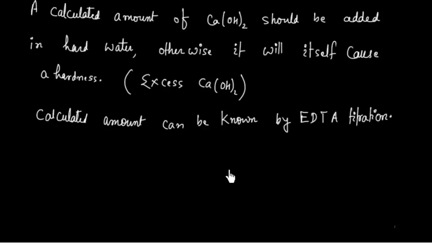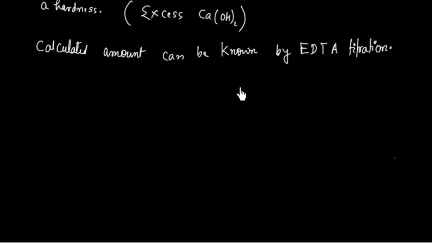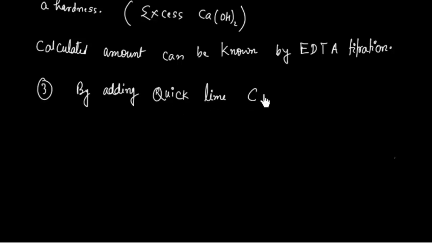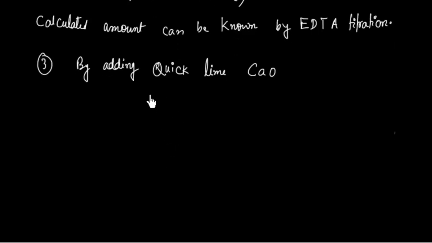Now we have discussed two methods. If water is hard, we can remove temporary hardness by boiling, or by adding calcium hydroxide. We can also add calcium oxide, CaO, that is called quicklime. If we add CaO, it can also remove the temporary hardness, because when we add CaO in water, it initially forms calcium hydroxide. So now it is the same as adding calcium hydroxide. So adding calcium hydroxide or CaO, both will remove the temporary hardness of water.